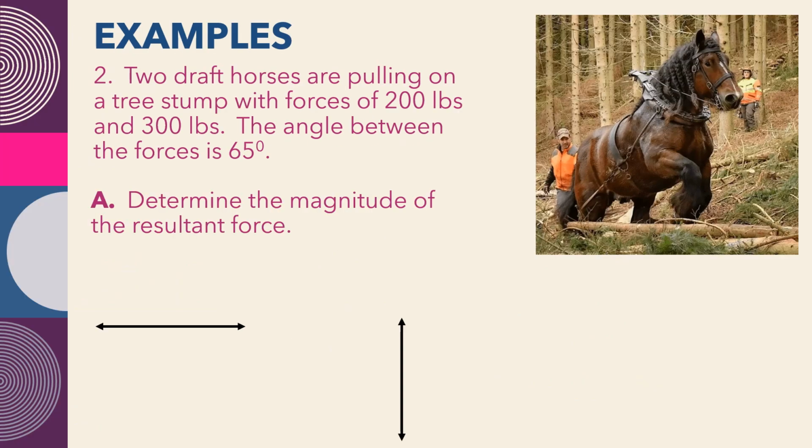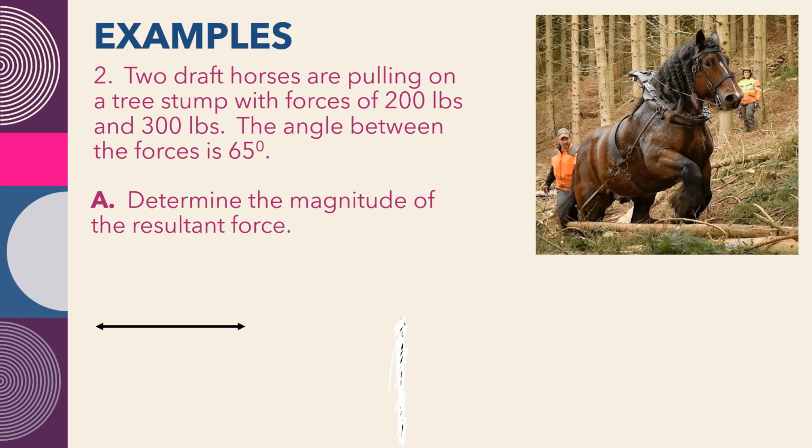For number 2, we have 2 draft horses, my absolute favorite. I love Clydesdales. Oh my goodness, they're so awesome. They are pulling on a tree stump with forces of 200 pounds and 300 pounds. The angle between the forces is 65 degrees. Determine the magnitude of the resultant force. We are not going to worry about these little lines that we already have on our graph in our picture. We're just going to fiddle with them later.